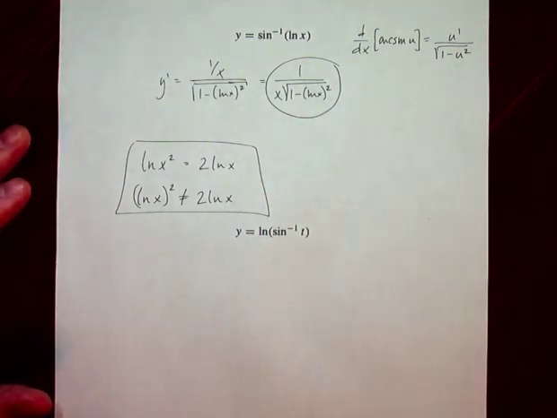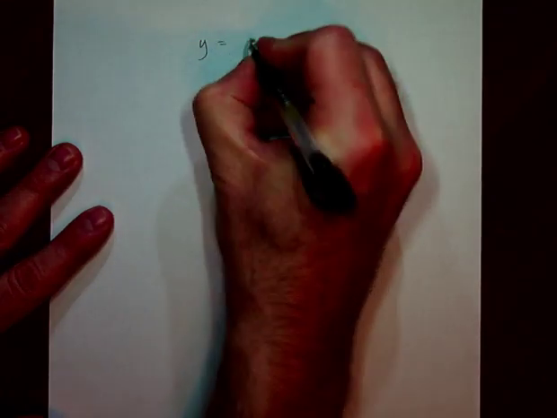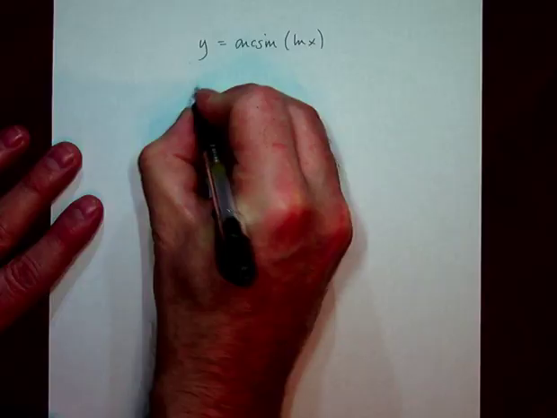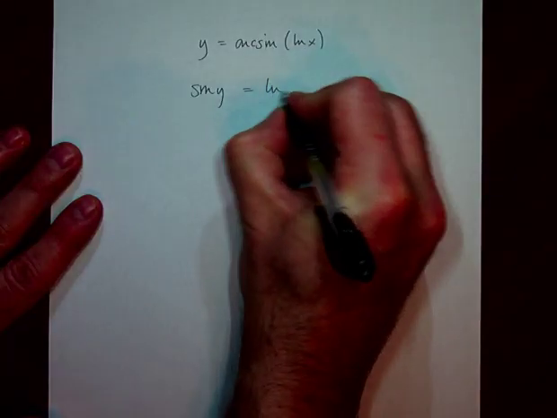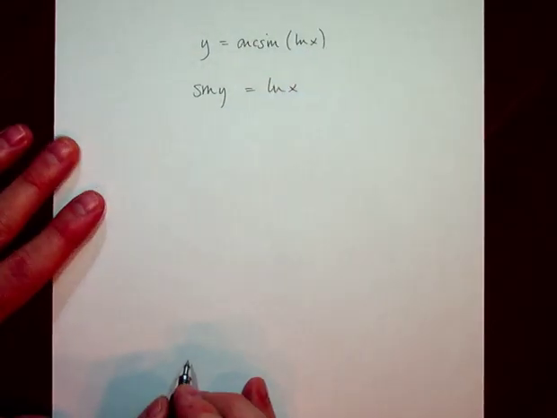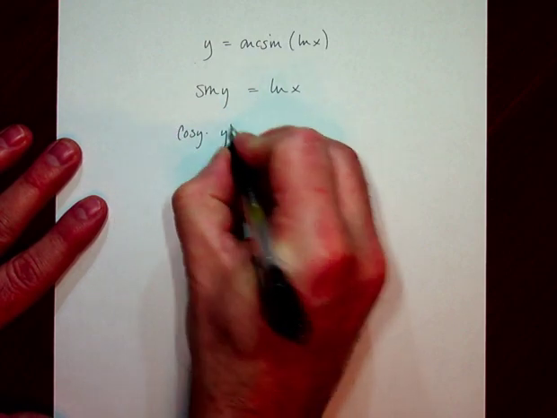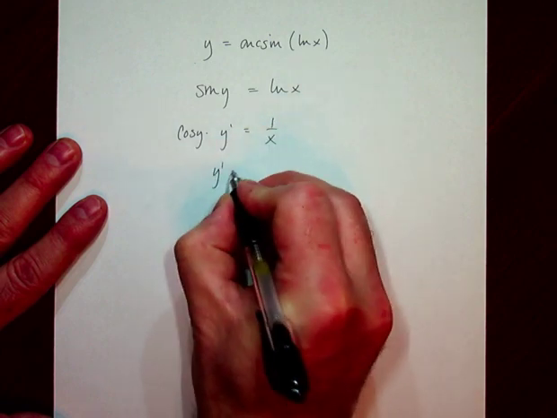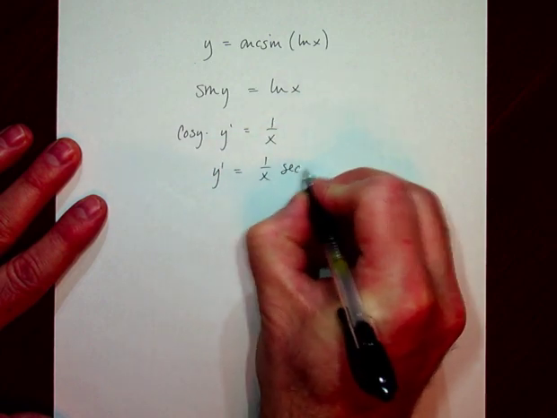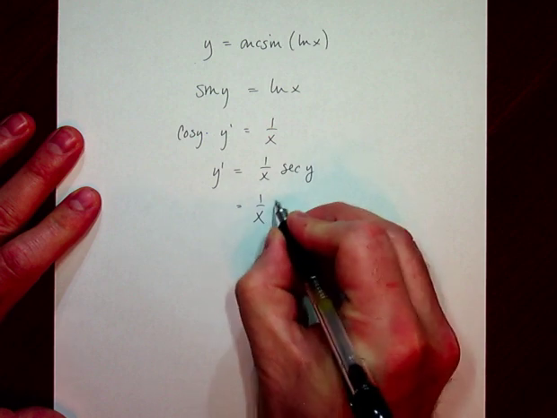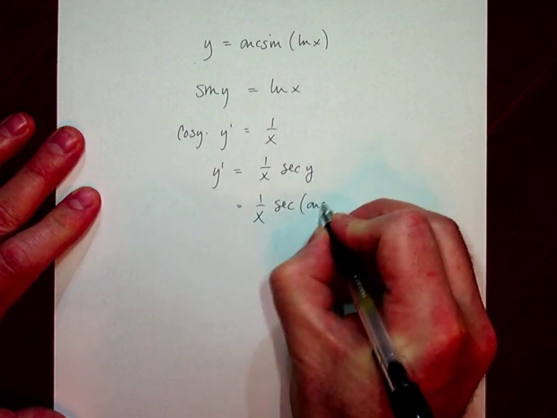Okay. Well, let's go ahead and do it the other way, when we did the inverse trig by implicit. So we have y is equal to, and I just can't get myself to do the inverse sine right now. We'll call it arc sine. We'll call it sine y is equal to natural log x. Well, let's go ahead and differentiate with respect to x. That becomes cosine y times y prime, and this is 1 over x. So y prime is equal to 1 over x secant y. Well, that means that it's 1 over x secant of arc sine.